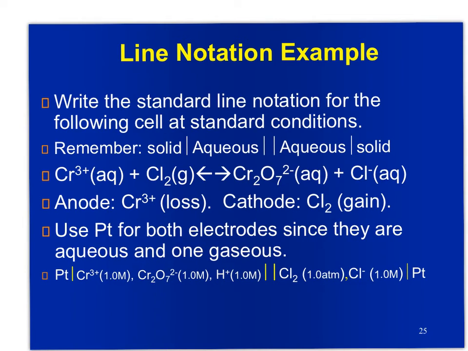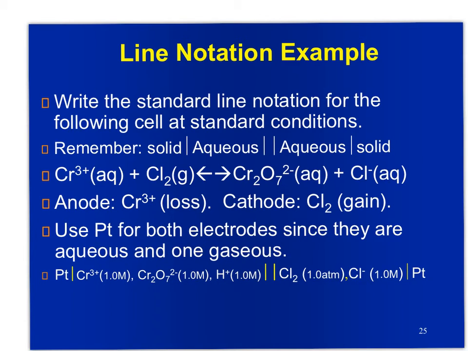So if we have chromium 3+ plus Cl2 makes Cr2O7 2- plus Cl-, we have to identify what's the anode and the cathode. I sometimes like to just pick the single thing out here. It's a 3+, and it must go to, oh my goodness, that must be a 2-, which is a 14, so that must be a +6. So it becomes more positive, so it's oxidized. Anything oxidized is at the anode because it loses electrons. Therefore, the Cl2, actually that would have been the easier one to figure out, goes from a 0 to a 1-. It gains electrons. That's at the cathode.